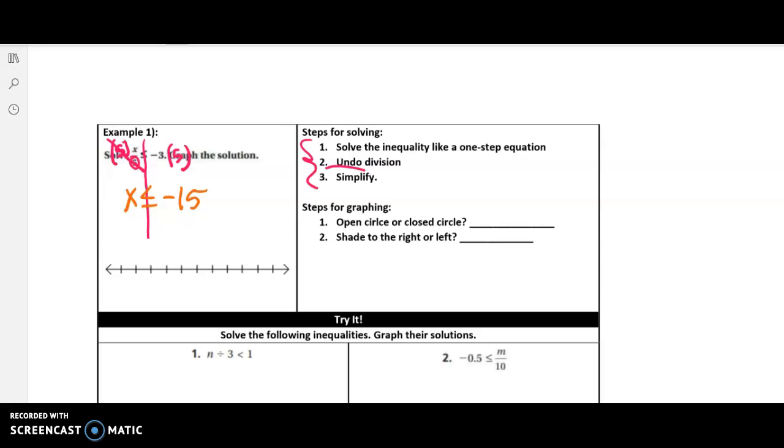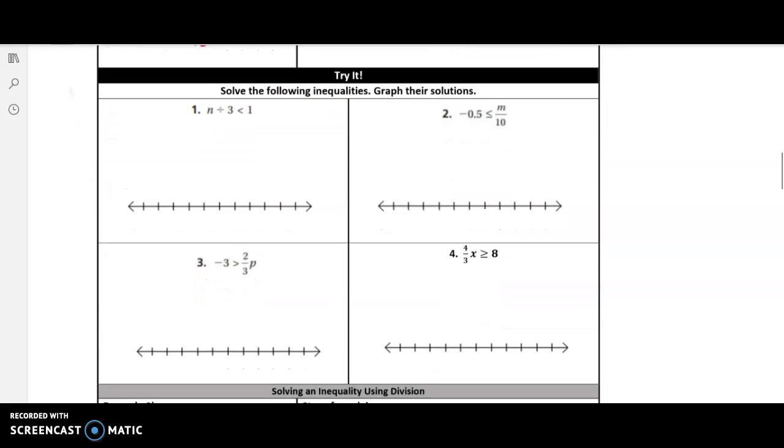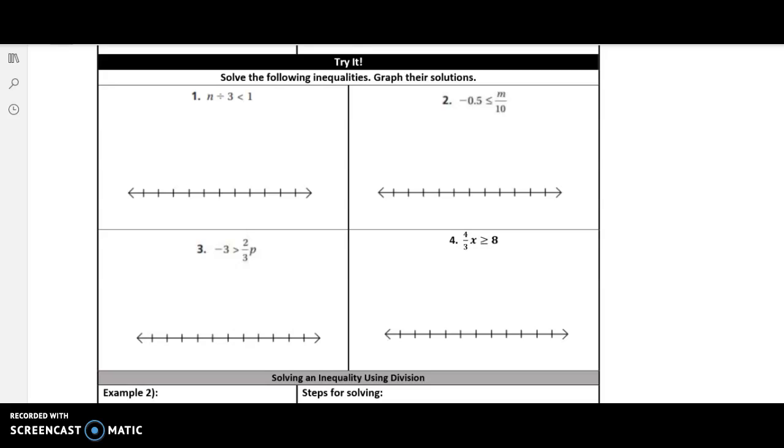So just like when we graphed in our last topic, we have open or closed circle. There's a line underneath my inequality, which means that it is going to be a closed circle. And since my x is on the left, my inequality is pointing to the direction that it should go in. So it is telling me to go to the left. So I have negative 15 on my graph. It is a closed circle, and I am going to go to the left. So I want you to complete the 4 triads, and then we are going to compare your answers with mine.